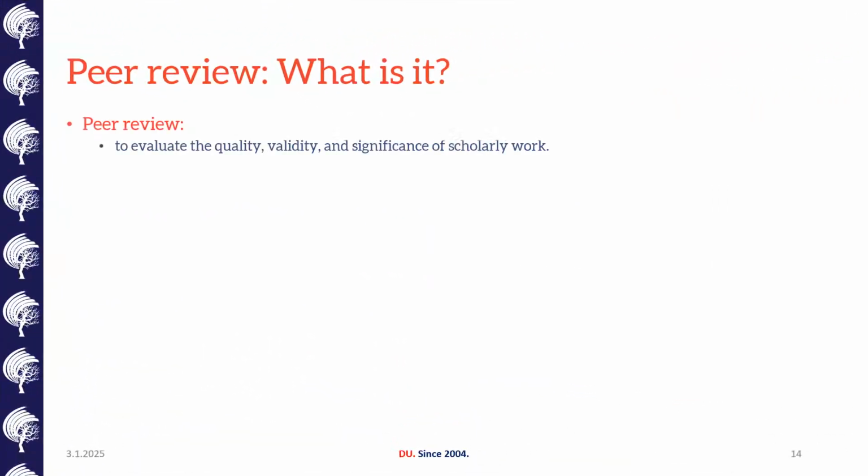Peer review is a process used to evaluate the quality, validity, and significance of scholarly work before it is published. It involves experts in the same field as the work being reviewed, who assess the research for accuracy, originality, and relevance. The goal is to ensure that only high-quality research is disseminated. Key forms of peer review exist in three major types.